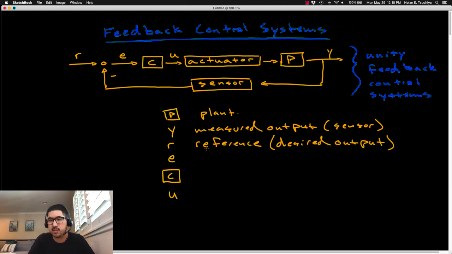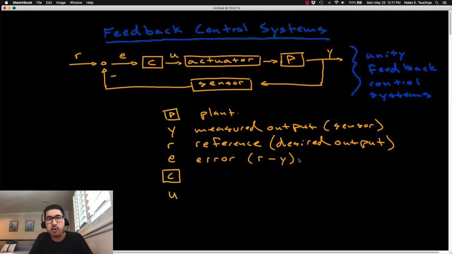So if you're cruising at 65 miles an hour, as soon as you hit on for the cruise control system, you have specified the reference. And now it's the cruise control system's job to maintain the measured output at that desired reference. Which brings us to the next signal. Looking at this block diagram, you can probably figure out that E is the difference between R and Y. So E itself is called the error signal, and it's actually just the difference between R and Y.